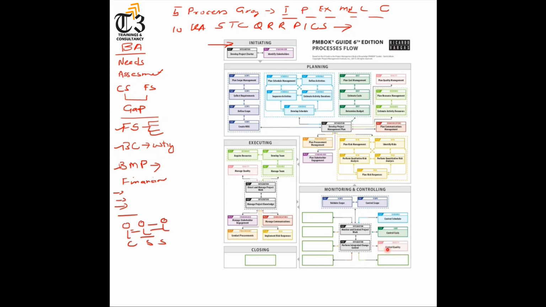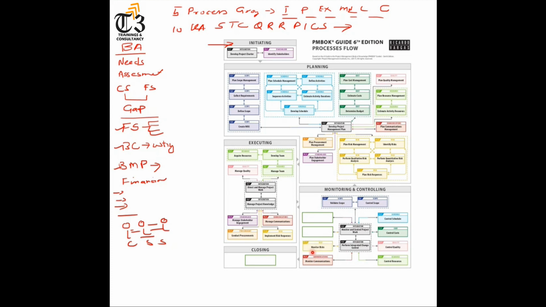Control quality, where you will inspect the deliverable, or the quality control team will inspect the deliverable. If they verify, then you will go to validate the scope. And control quality happens always on the product. Control resources, whatever you are doing, work performance information, change request. Monitor communications, same work performance information, change request, so that everyone is getting the right information at the right time.